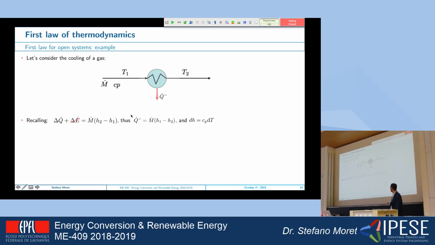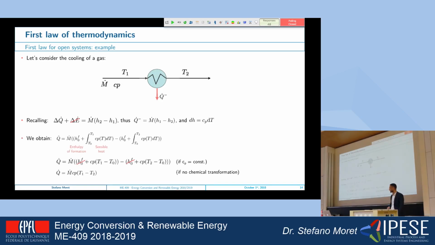And I showed you before that the variation of enthalpy in the system is equal to the specific heat times the difference in pressure. So finally, we can do some derivation, and what we obtain is this quite famous formula that you probably have used before: the total amount of heat that we exchange in a system is equal to the mass flow times the specific heat times the difference in temperature. This formula, which you probably have already seen before, is a result that we can demonstrate from the first principle of thermodynamics.